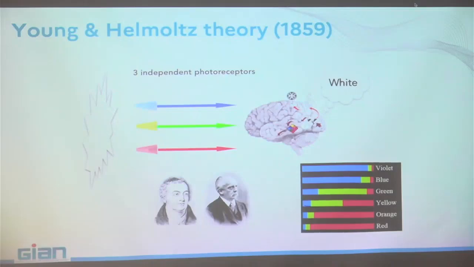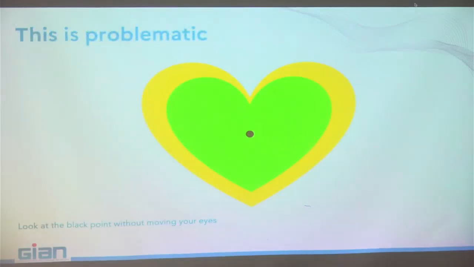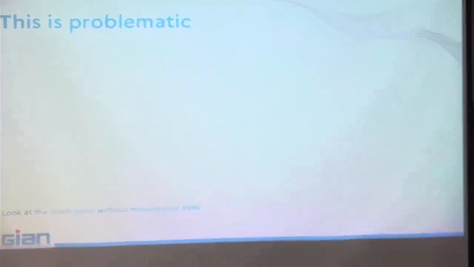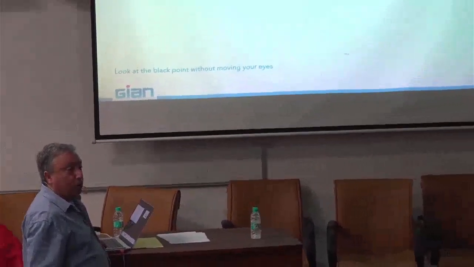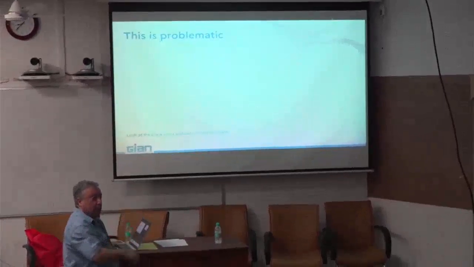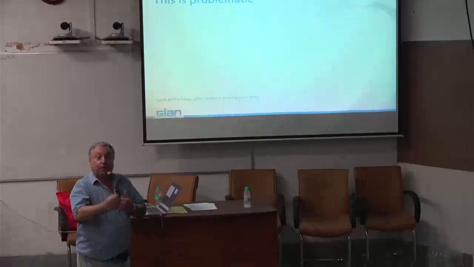I will ask you to focus for a couple of seconds on the black spot in the middle, and then I will change the image. Please focus on the black spot without moving your eyes. 1, 2, 3. What are we seeing there? You see the same heart, but in the opposite colors. It was yellow and green, and if you focus and you go back, you will see pink and blue, blue and pink, sorry. You will see the opposite colors.